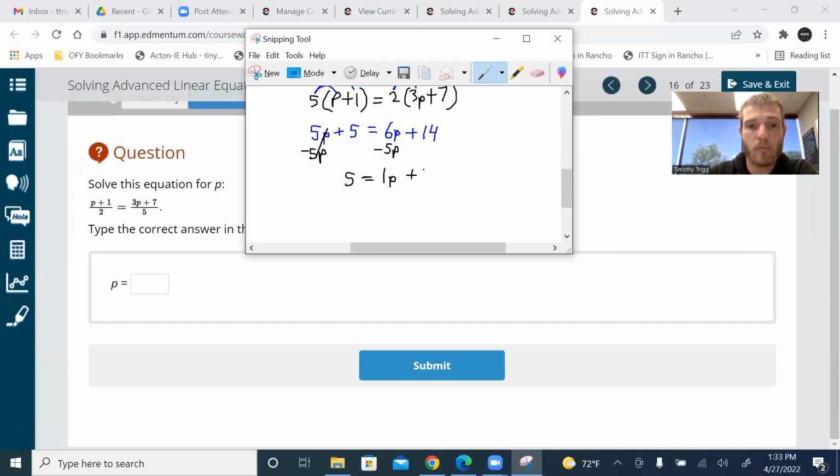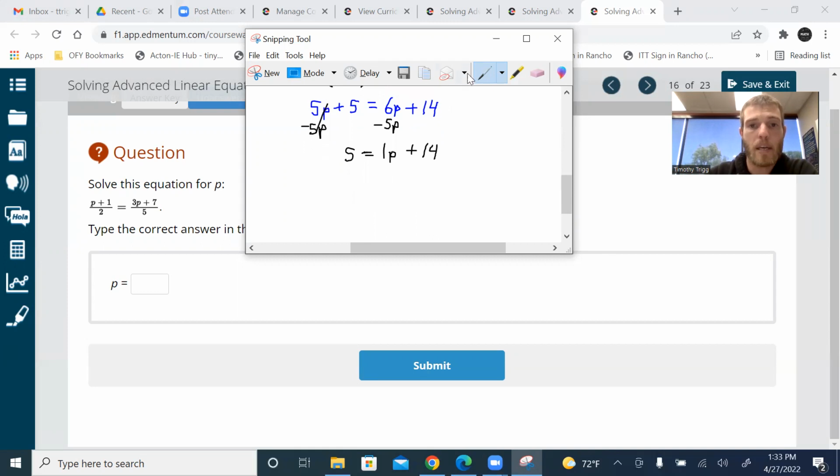We also have this plus 14 here. To help me get p by itself, we're going to go ahead and subtract 14 from both sides of the equation. Remember, whatever you do on one side of the equal sign, you have to do the same thing on the other side of the equal sign. That gives us -9 equals 1p.